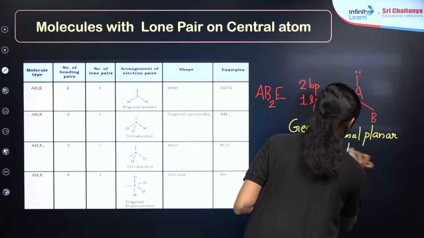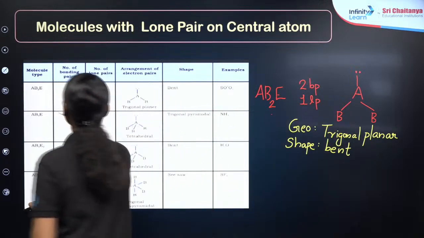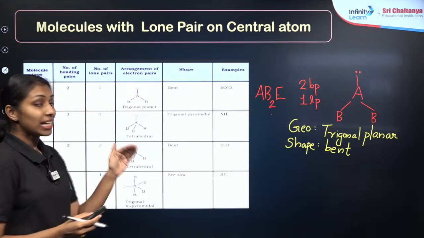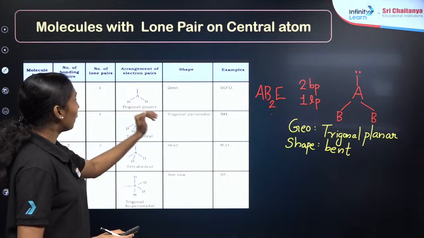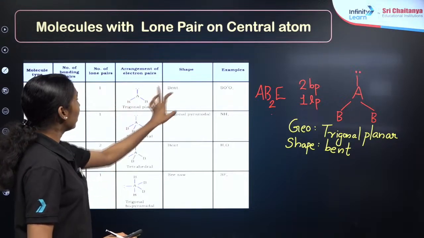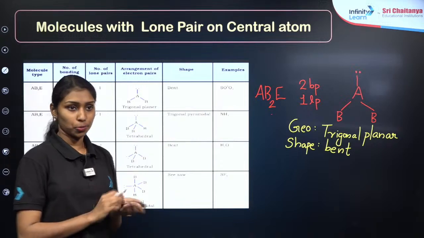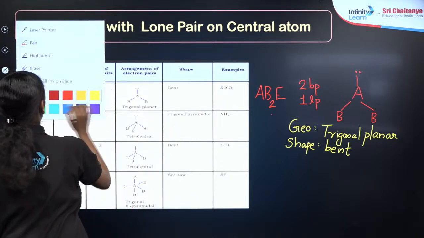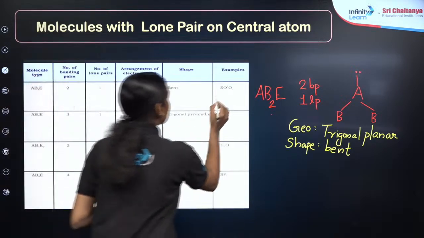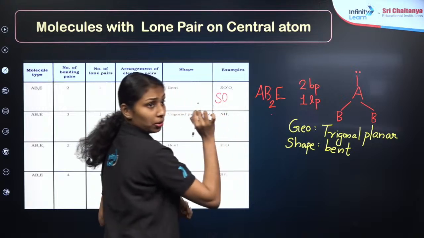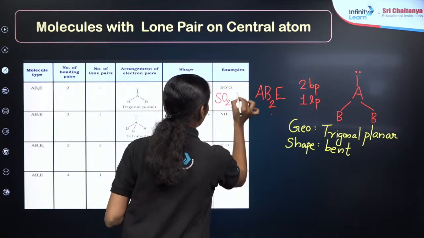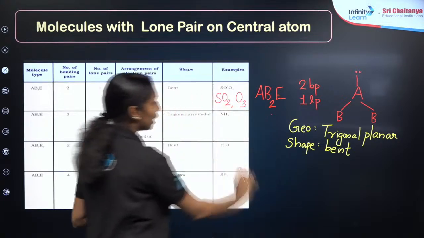So according to this, if we have 2 bond pairs and 1 lone pair, its geometry is trigonal planar, but because of repulsion, the shape is bent. For example, SO2 molecule, right? Example is very important. One is SO2 molecule and the other one is ozone molecule. Clear?